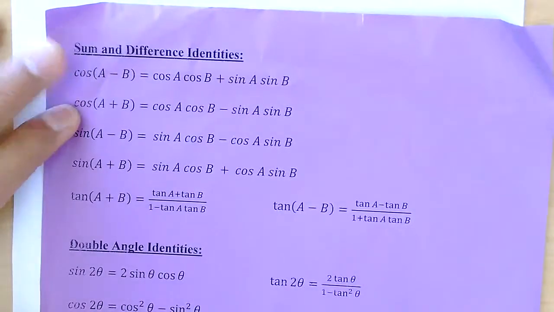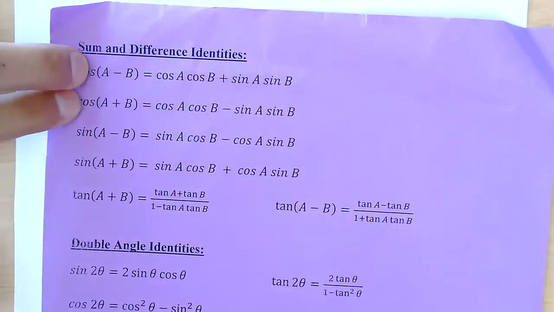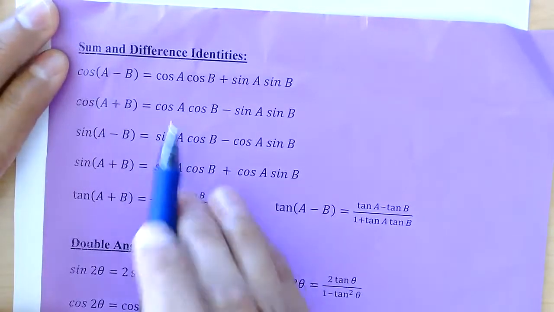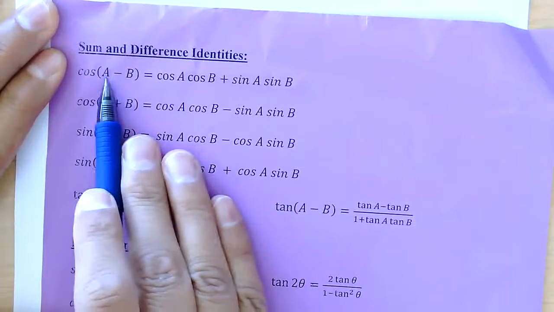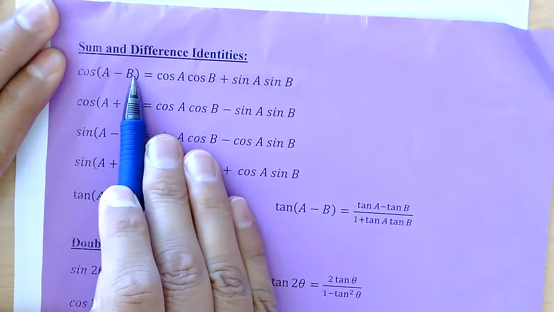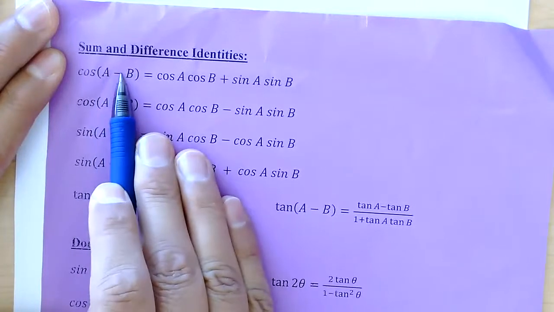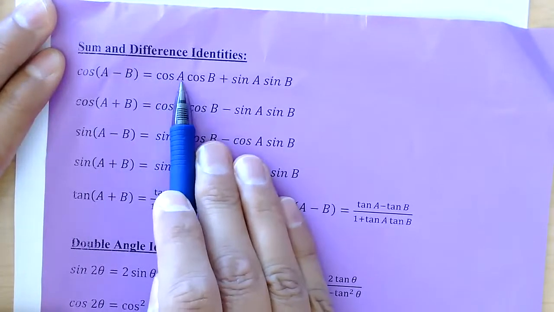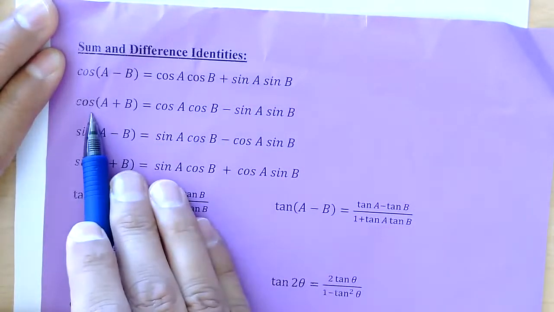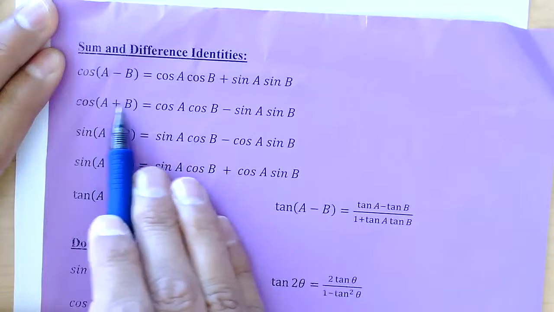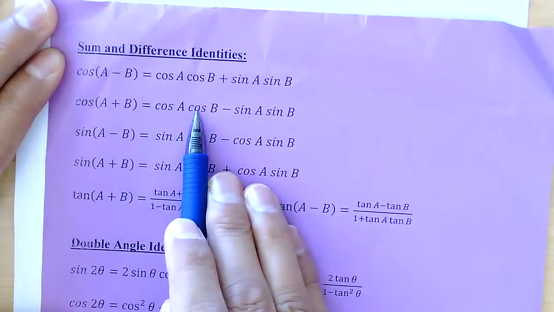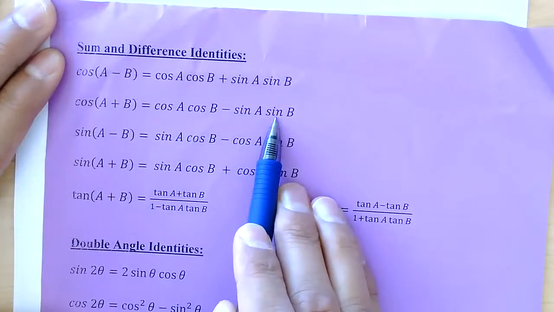There are 6 formulas, 2 for the cosine, 2 for the sine, and 2 for the tangent. Now these formulas will allow us to find the cosine of a difference, A minus B. So 2 angles subtracted, and that is cosine of A, cosine of B, plus sine of A, sine of B. And the cosine for an addition with a plus sign here, cosine, cosine minus sine, sine.